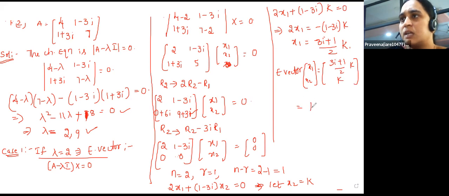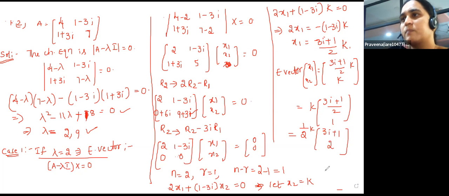Let us take k outside and the remaining 3i plus 1 by 2, 1. If we don't want fractions here, then take 2 also common. Here I am taking 1 by 2 common, 1 by 2 into k, that is 3i plus 1 and 2 here. Therefore, if lambda is equal to 2, in that case the eigenvector is 3i plus 1 and 2. Okay, continue with the next one. If lambda is equal to 9, same method, same procedure, continue. Copy fast. I'll end the session.